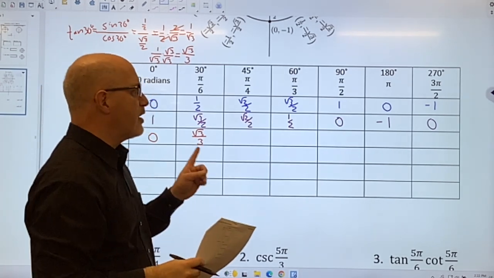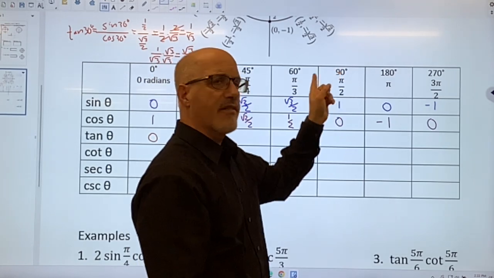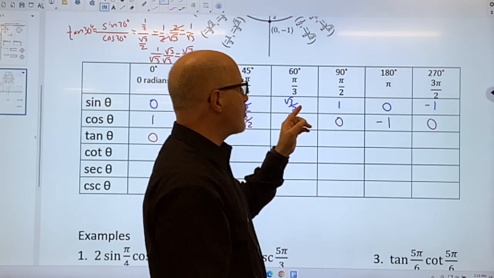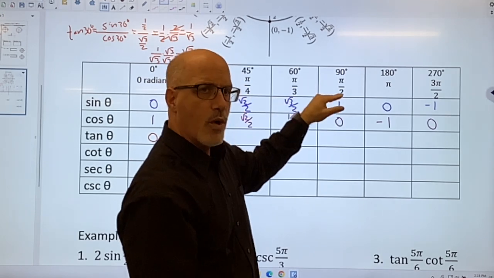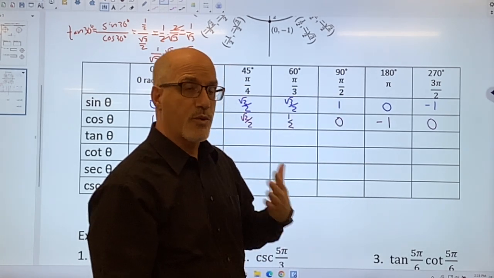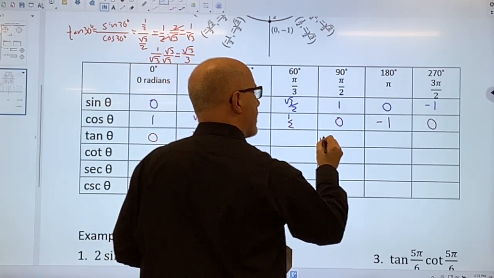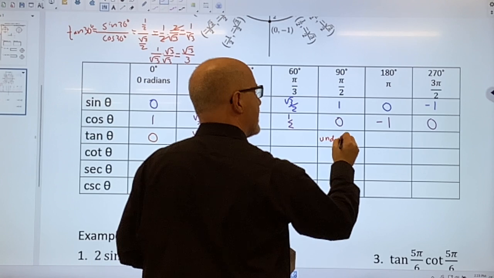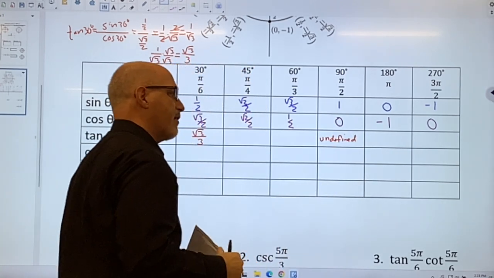Now I will fill in just one more for you. I want to go down to the tangent of 90 degrees. Just a reminder, if tangent is sine over cosine, 1 over 0 is undefined. We don't know that value. You can't divide by 0. So if you're dividing by 0, remember to just put an undefined in that answer slot of the row.